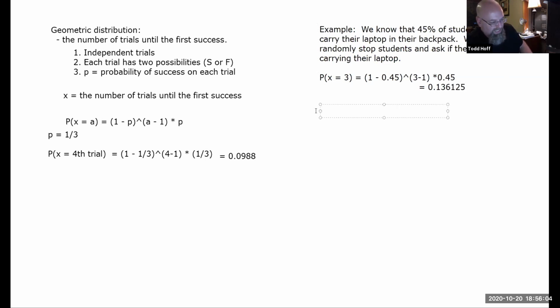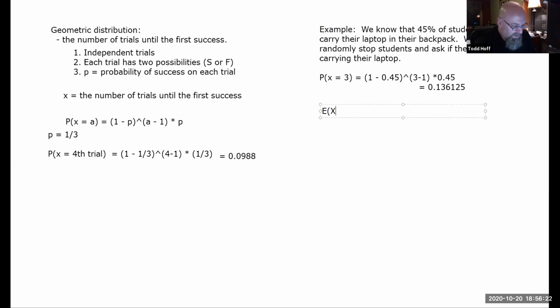So there is no less than or equal to really for the geometric distribution. You would have to figure out all of those values individually and add them up. There isn't a cumulative function that we're going to deal with on the calculator there.